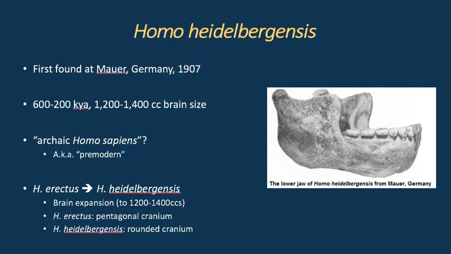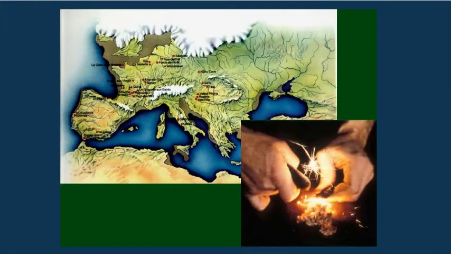Basically, to make a long story short, we're looking at slightly primitive looking hominins that look more or less modern. So we have a transition from Homo erectus to heidelbergensis, including a brain expansion and a more rounded cranium. One thing to keep in mind is that these Homo heidelbergensis are living in very cold parts of Europe. They're still occupying Europe during the glacial periods, just not as extensively.